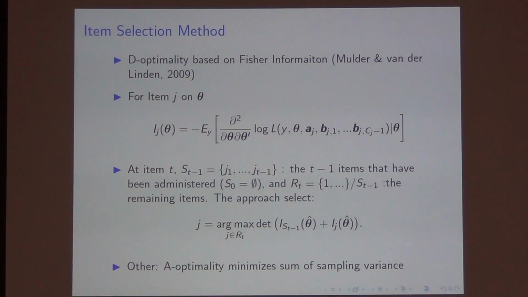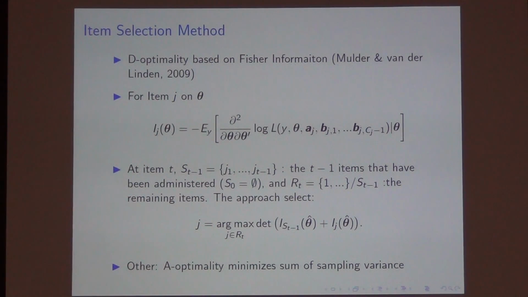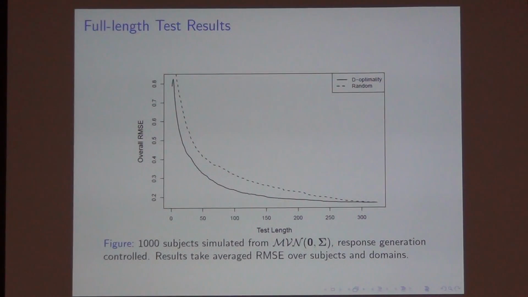The idea is based on finding the item that leads to the maximal decrease in the volume of the confidence ellipsoid of the MLE. There's also an A-optimality that minimizes the sum of sampling variance of the MLE, which is achieved by minimizing the trace of the inverse information matrix. So we generate 1,000 thetas here from the multivariate normal distribution and run a simulation study.